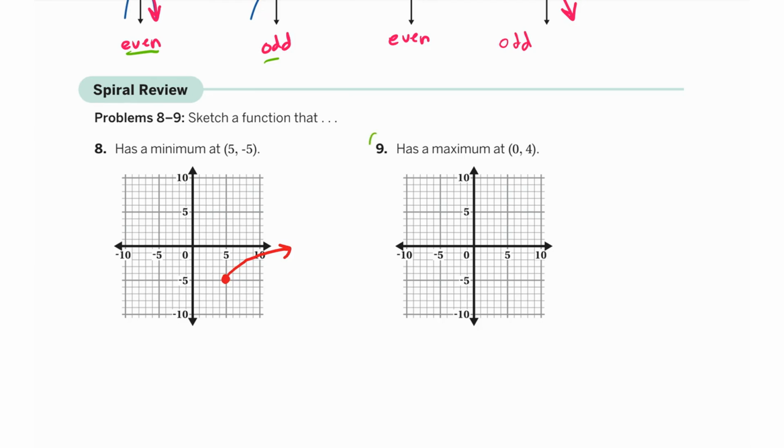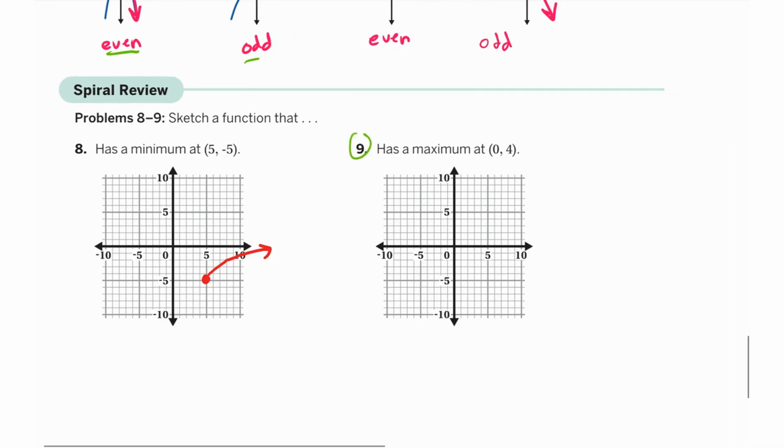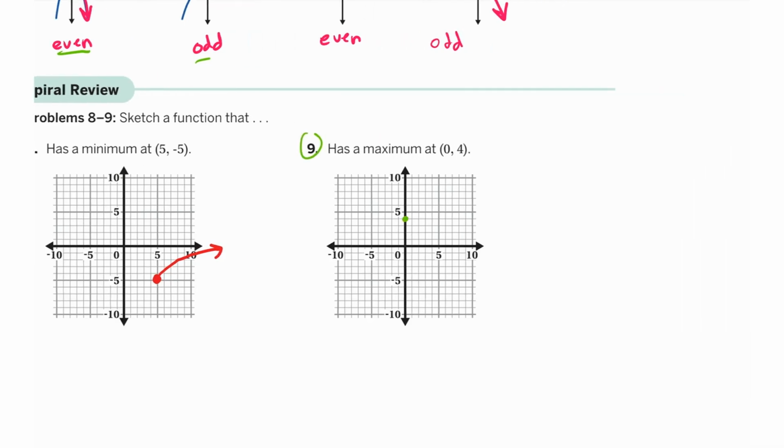Another type of function that we can use, for number 9, has a maximum of 0, 4. So that's a maximum here. We've talked about a lot of quadratics or parabolas, which would give us a shape that looks like this. You could also do absolute value functions, and there's lots of different functions that we've talked about that have maximums and minimums, but these are just 2 examples.